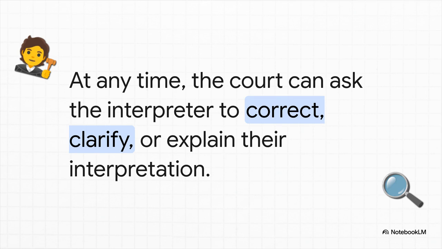And the court's power doesn't stop once things get started. It's totally dynamic. Under Rule 429VK, the judge can jump in at any time and say, hang on a second, and ask the interpreter to correct something, clarify a word, or explain why they chose a particular phrase. It's the court actively policing the accuracy of the evidence in real time.